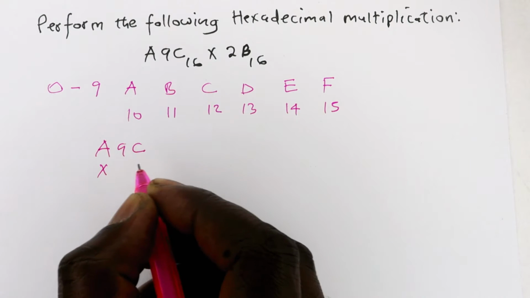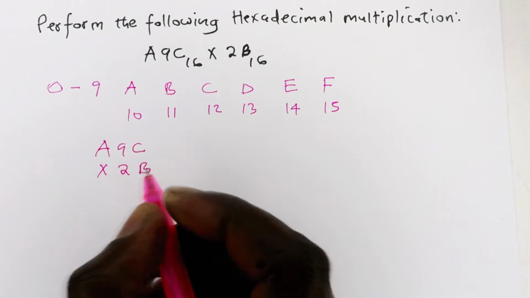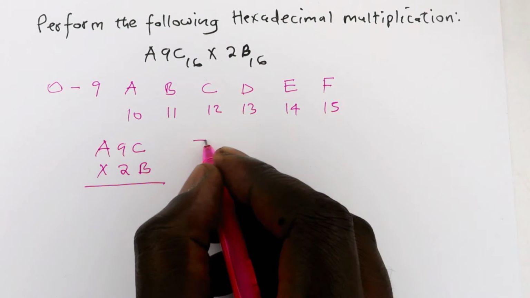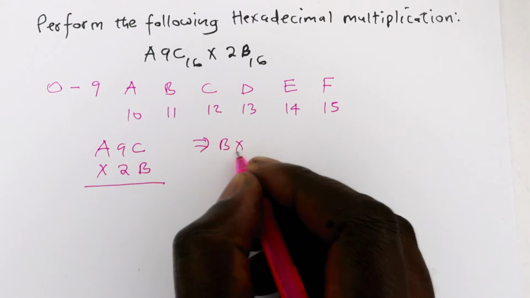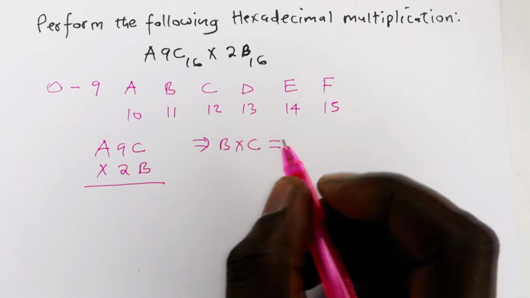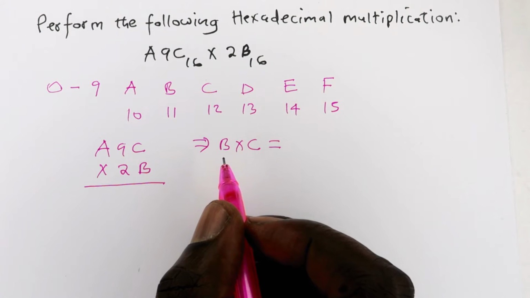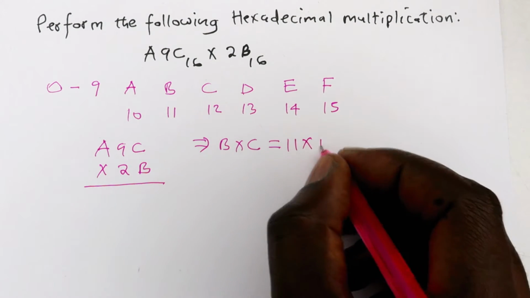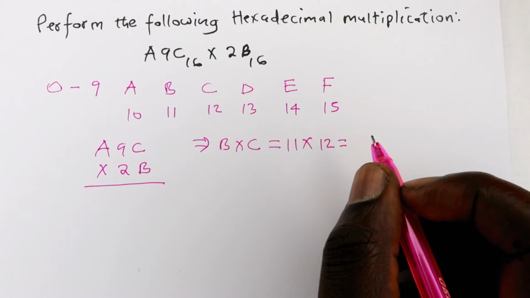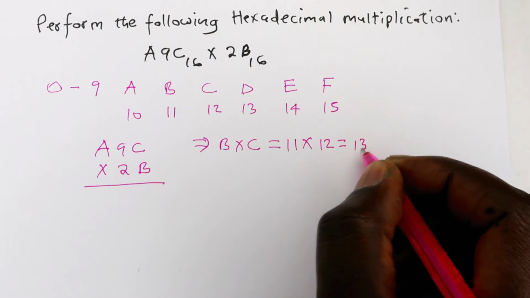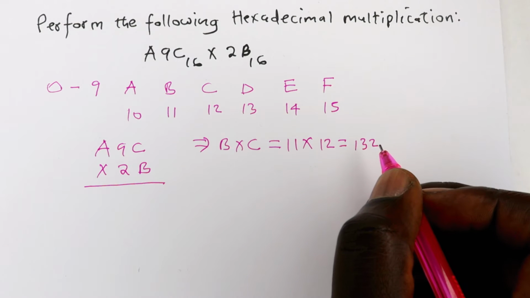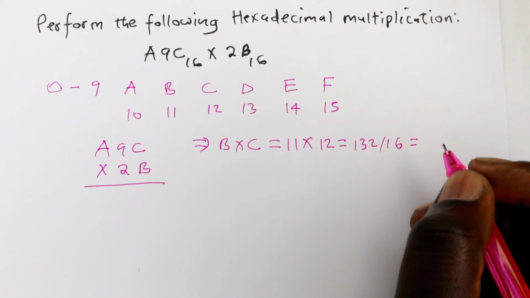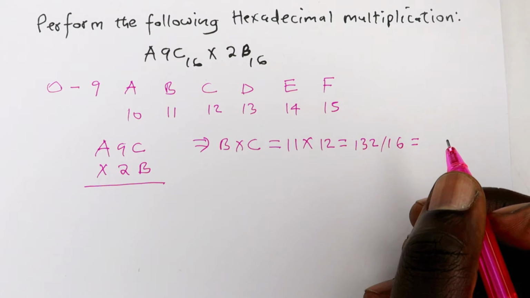Just write it as A9C times 2B. So the first part is B times C. So we start with that. We have B times C. And if you check, B is the same as 11 and C is 12. So you have 11 times 12, which is 132. So this is a decimal number. You divide it by 16 to get the equivalent base 16 number.